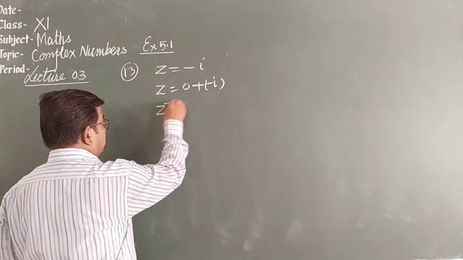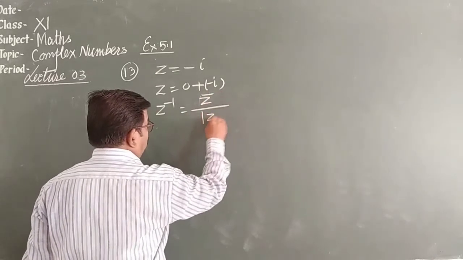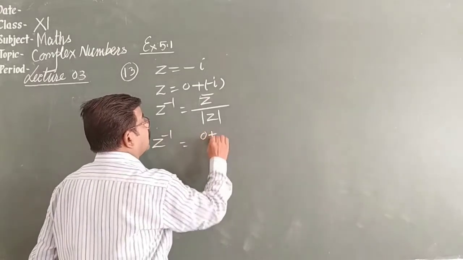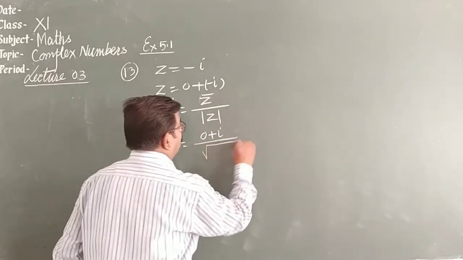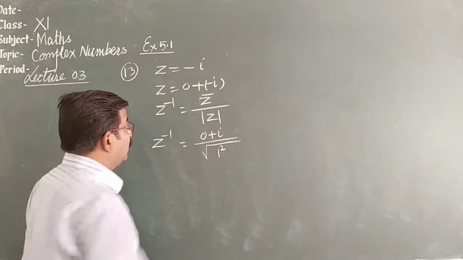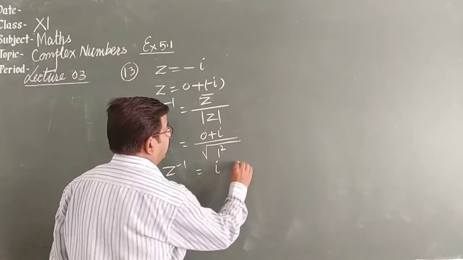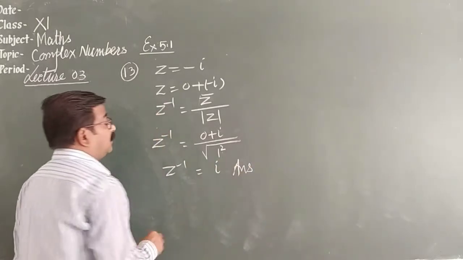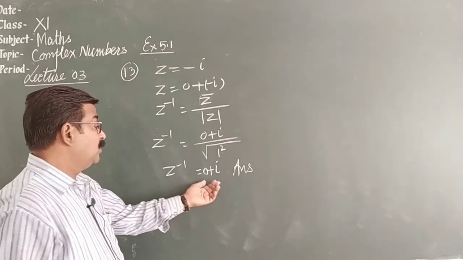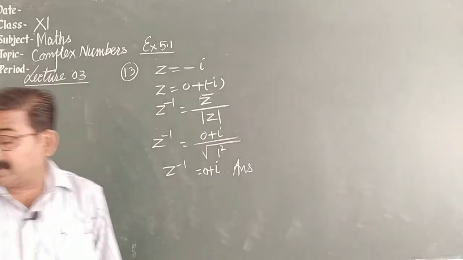Now z inverse is conjugate of z upon modulus of z. Z inverse is equal to its conjugate, 0 plus i, upon under root 1 square. 0 square means nothing, its coefficient is 1 square. So z inverse is equal to i is the answer. Or you can write 0 plus i, it doesn't matter, it is a complex number. Got it? So these were the simple questions.